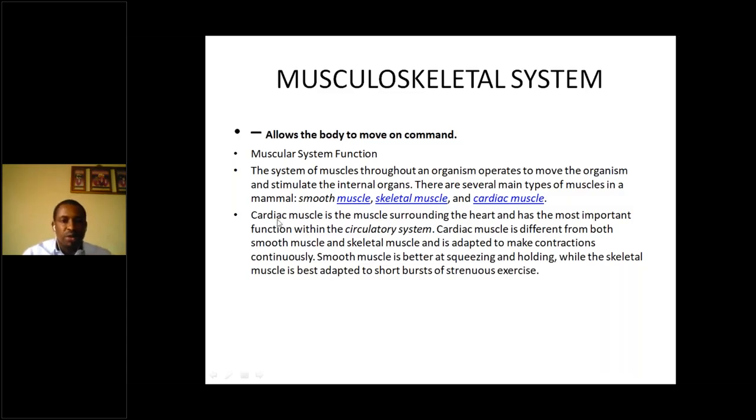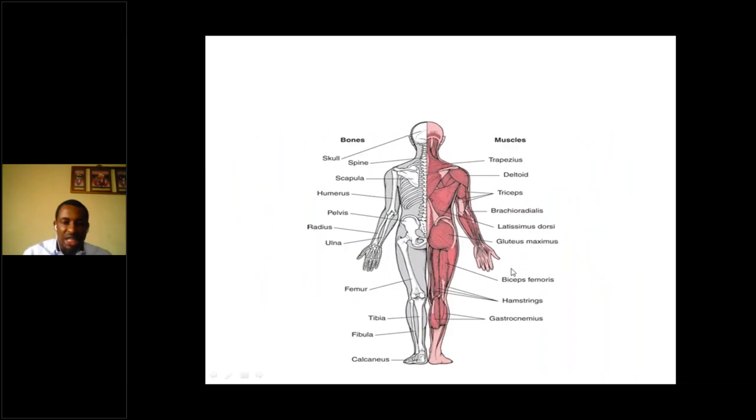Okay, so we have endoskeleton and exoskeleton. We don't have time for that one today. And this is just a brief of the musculoskeletal system. So this is the muscular, this is the skeletal system of the body.